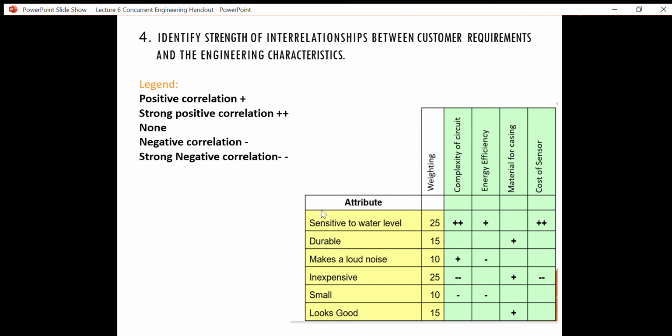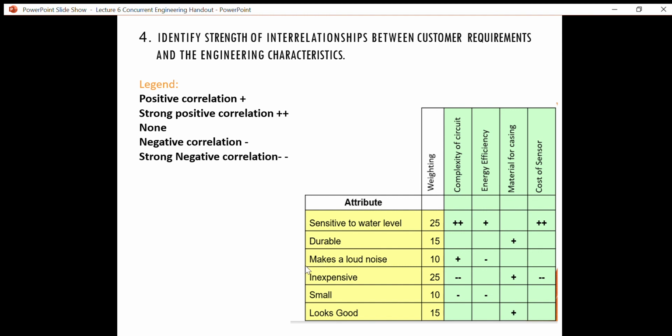You can see here for sensitive to the water, for example, they have a strongly positive correlation with the circuit and the cost of the sensor, but positive correlation with the energy efficiency. That is for the sensitive to the water attribute. But for durable, there is positive correlation with the material casing. We need the good material casing for more durable.